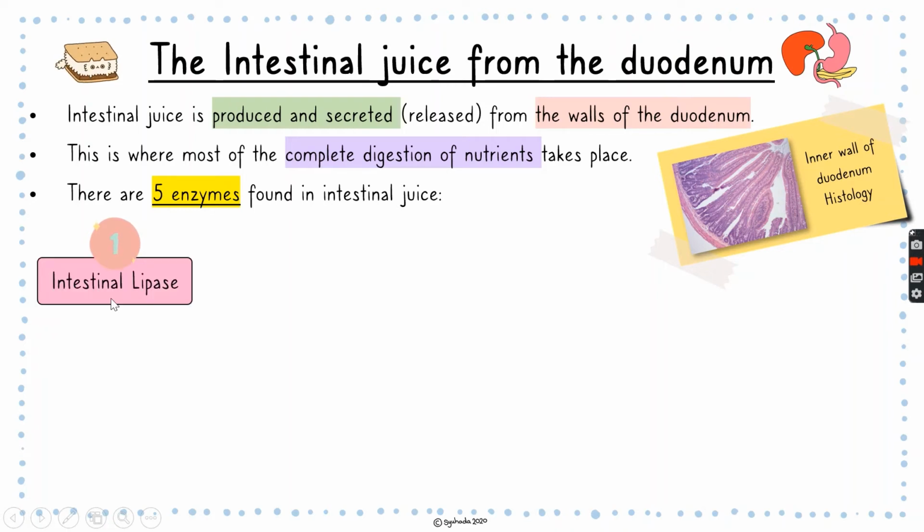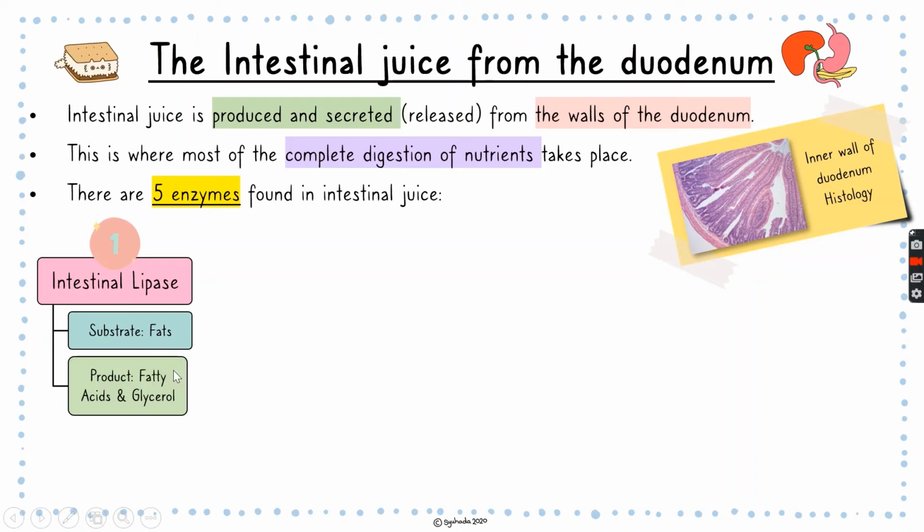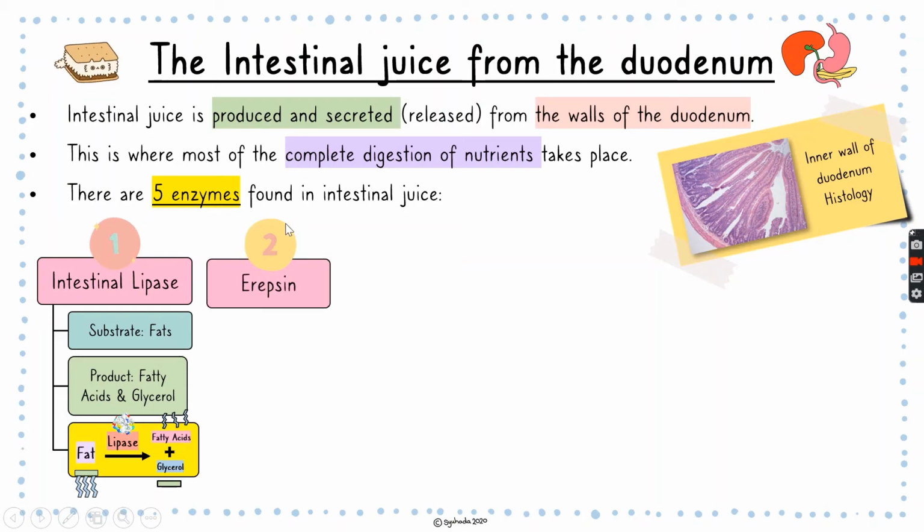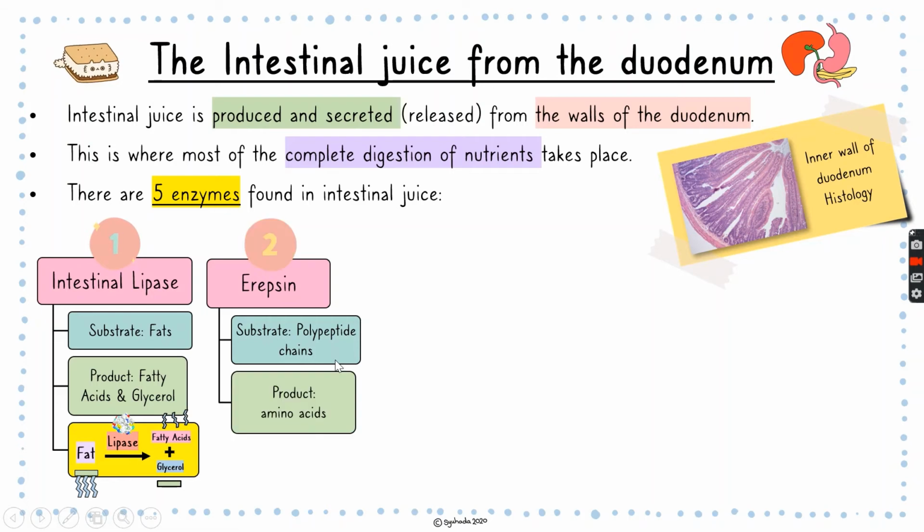The first enzyme is intestinal lipase, and the substrate here is fat, and the product is fatty acids and glycerol. The equation you can find here is fat, acted on by lipase, gives fatty acids plus glycerol. The second enzyme is erepsin, and this is a group of proteases that can break down polypeptide chains to produce amino acids.